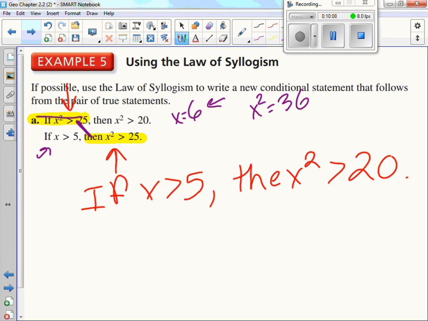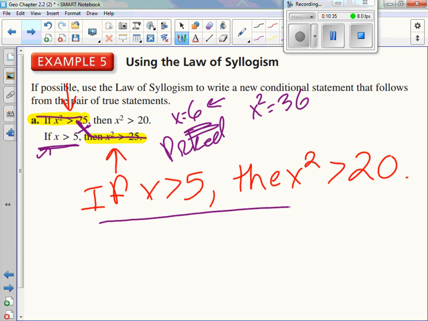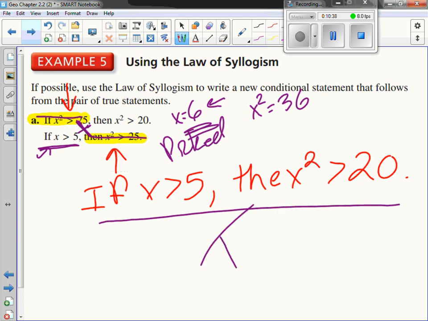So because this is the same, we can almost get rid of it and combine those two. If x is greater than 5, then x squared is greater than 20. How'd you get 6? I picked it. I just picked a number to make this true. It didn't matter what it was. So we can kind of see that this is still true. And so the main way we write it is, I had an if match up to a then. I got rid of those. Combine the two that were left.